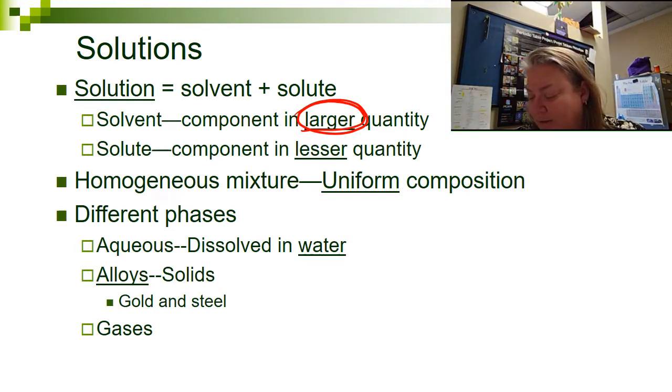So if you get 18 karat gold, that's 75% gold. 14 karat gold is still 58% gold, but it's a solid in a solid. You can also have a mixture of gases that could be considered a solution. I mean, the air that you breathe is an example of that type of solution.